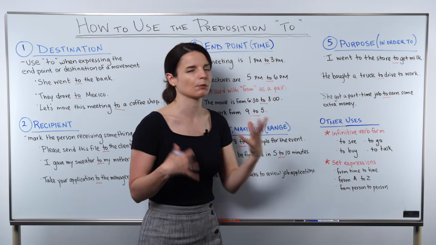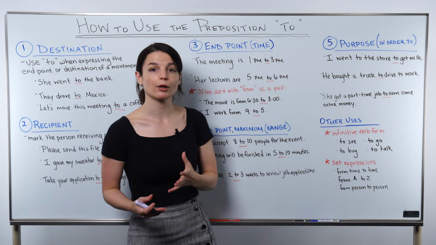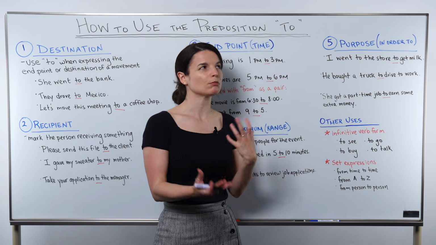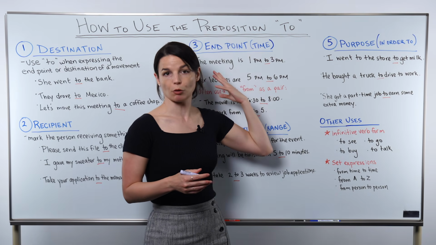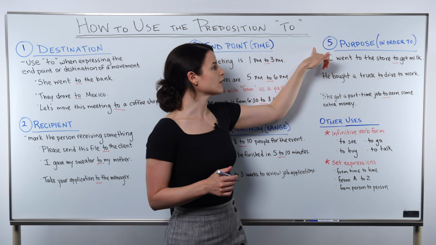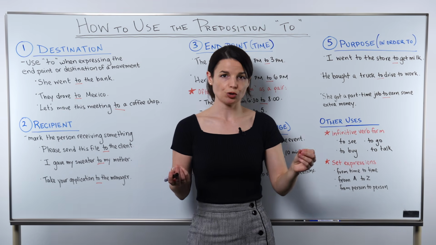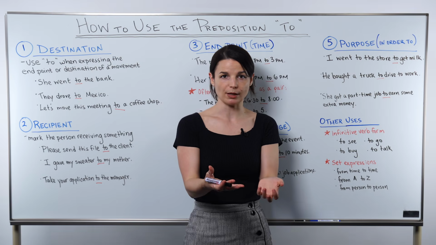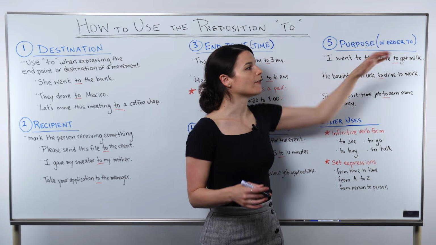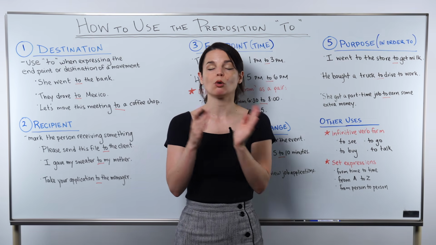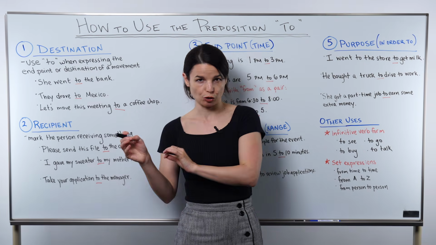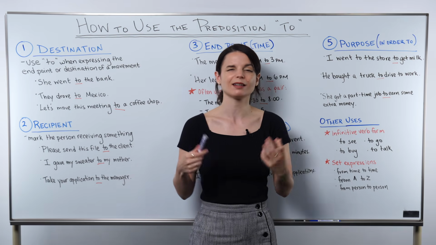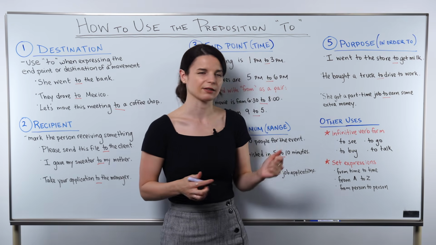This side of the board has some kind of different uses that are important to talk about, and these are a little bit more, I guess, conceptual than the first 4 points we talked about. So first, number 5, we use to express purpose. It has the meaning of in order to do something. So we often reduce this in order to just to. So let's look at some examples so you can see what this looks like.